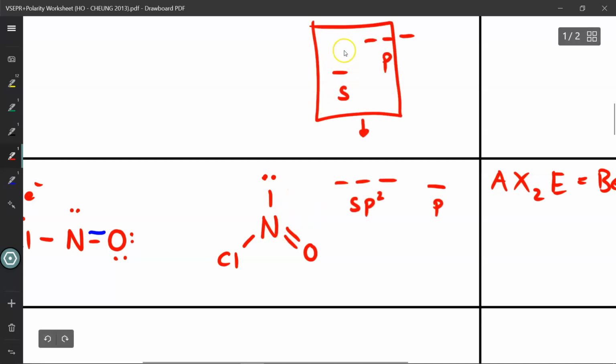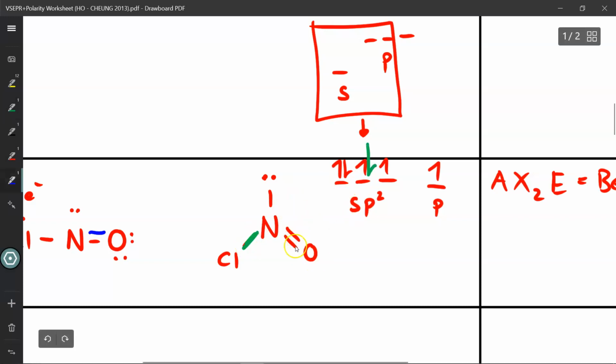So hybridizing 3 orbitals, s and 2 of these p's, gives you an sp2 hybridization, but one of the p orbitals was left unhybridized. Now nitrogen has 5 electrons to fill, so we're going to go 1, 2, 3, 4. Now I'm forced to double up, 5, and there we have it. There's my lone pair of electrons. I can form a bond here with chlorine.